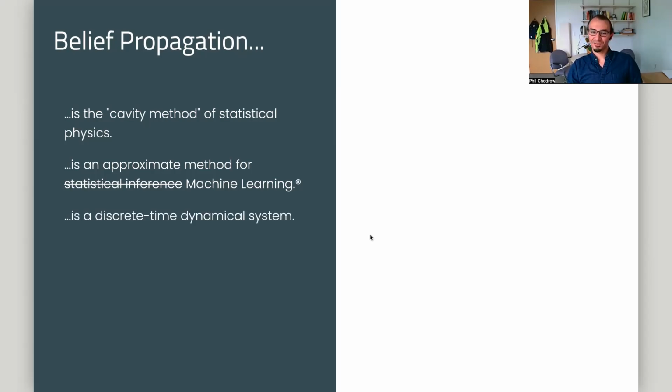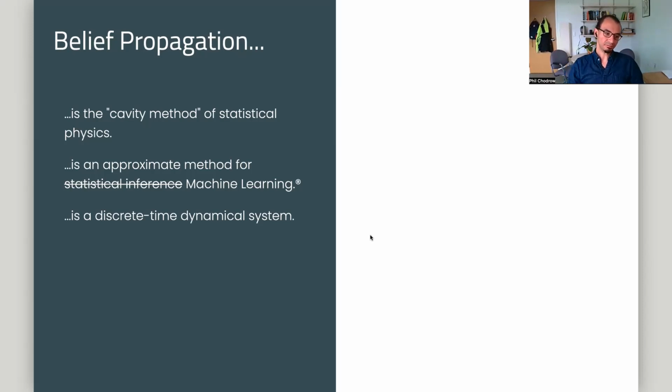And it's a discrete time dynamical system. So it has all these facets. It's a statistical physics calculation method. It's a statistical inference or machine learning method. And it's a discrete time dynamical system. All of these things are true about it. And so in some sense, we can use these different perspectives in an effective way.